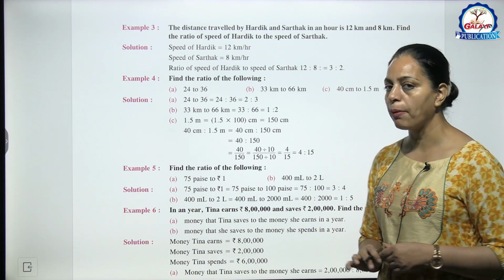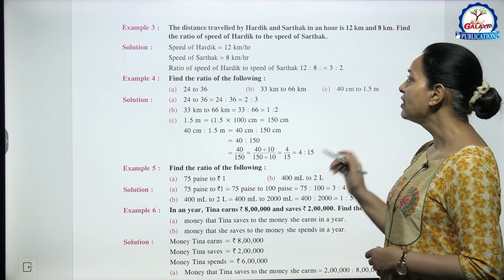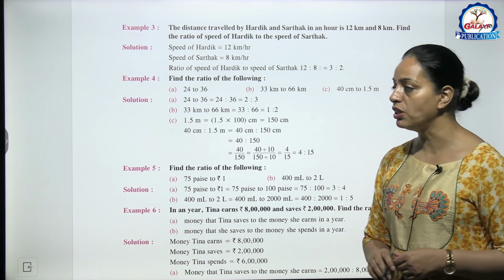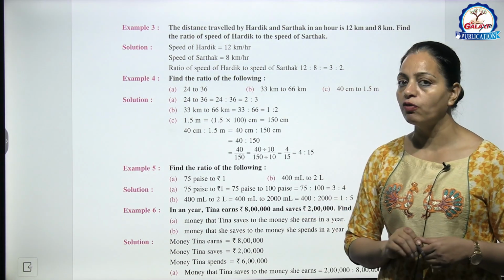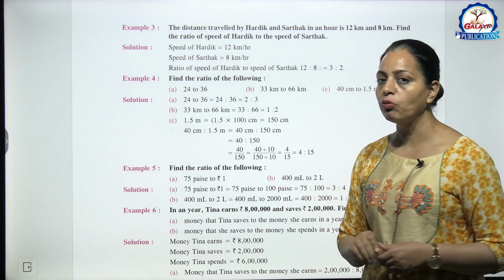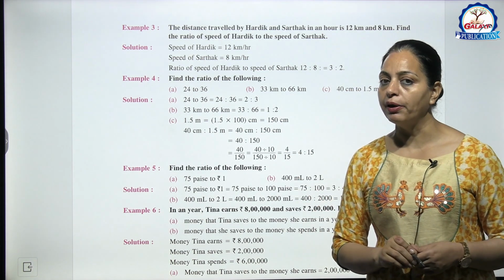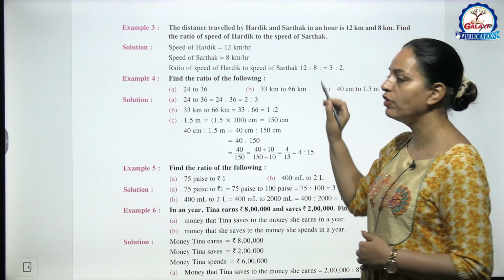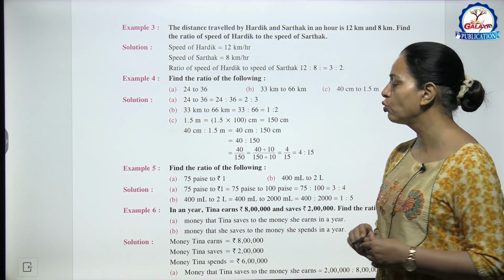Now come to example 3. The distance travelled by Hardik and Sarthak in an hour is 12 km and 8 km. Find the ratio of speed of Hardik to the speed of Sarthak. So what is the speed of Hardik? 12 km per hour and speed of Sarthak 8 km per hour. So ratio of speed of Hardik to speed of Sarthak 12:8. Cut it by 4. Answer is 3:2, right?